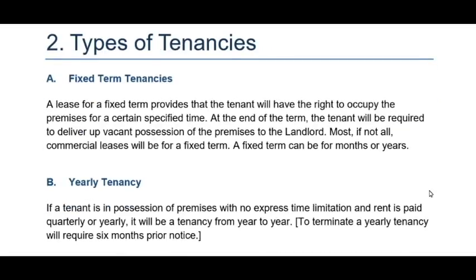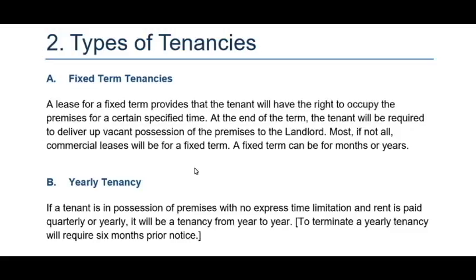2. Types of tenancies. A. Fixed-term tenancies. A lease for a fixed term provides that the tenant will have the right to occupy the premises for a certain specified time. At the end of the term, the tenant will be required to deliver up vacant possession of the premises to the landlord. Most, if not all, commercial leases will be for fixed term. A fixed term can be for months or years.